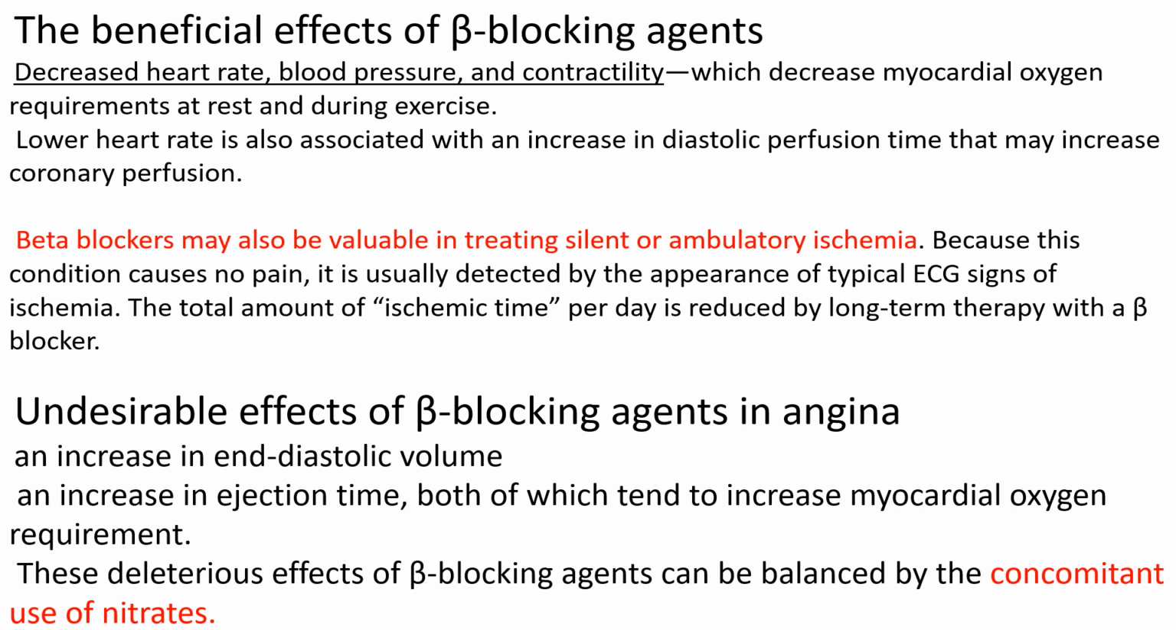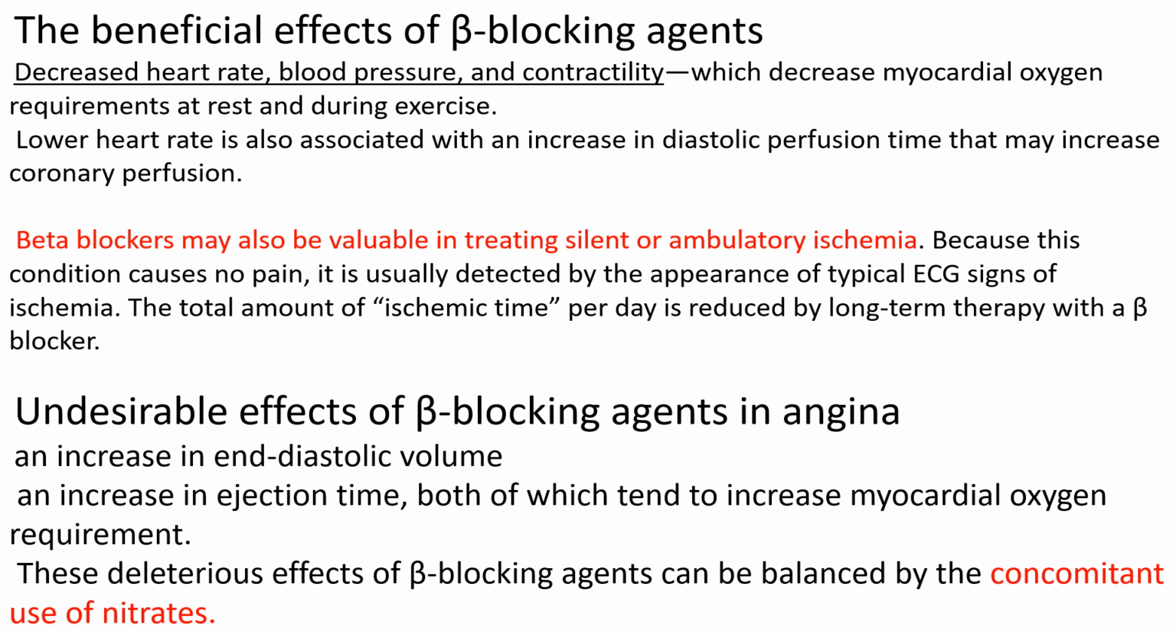We have said earlier that there is one kind of ischemia which is silent, which does not give pain. So beta blockers are also beneficial in treating silent or ambulatory ischemia as well. Remembering what happens in the silent one, there is no pain, there is only ECG change. The total time period of the ischemic time per day is reduced by giving beta blockers in this condition. Now coming to the untoward effects which we don't want: increase in end diastolic volume.